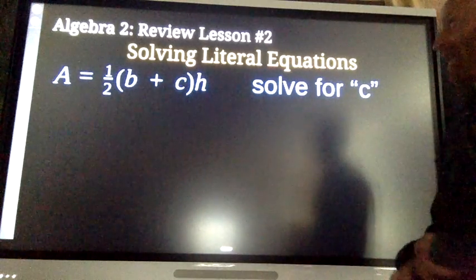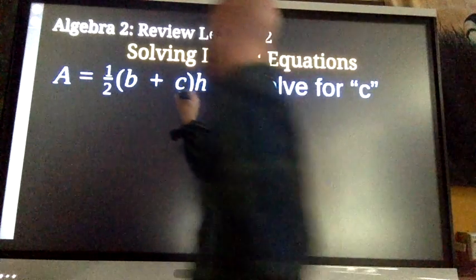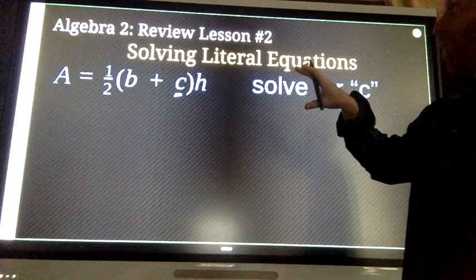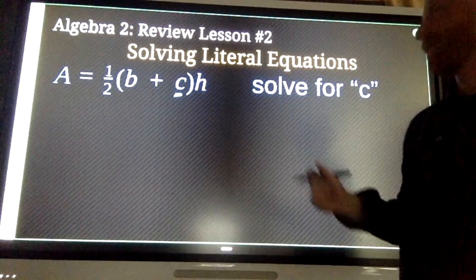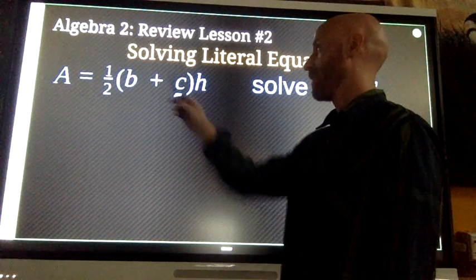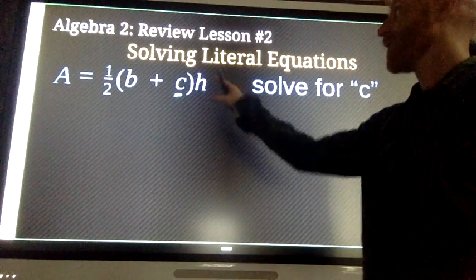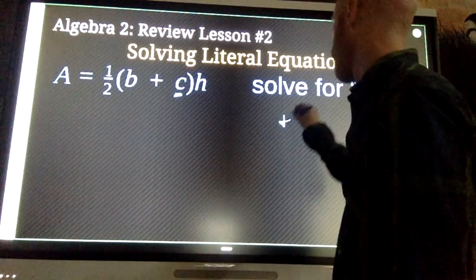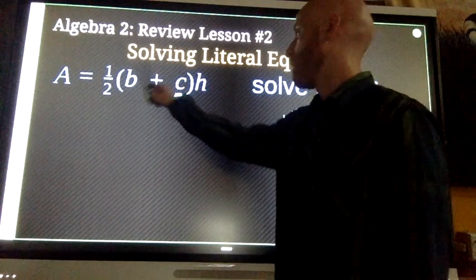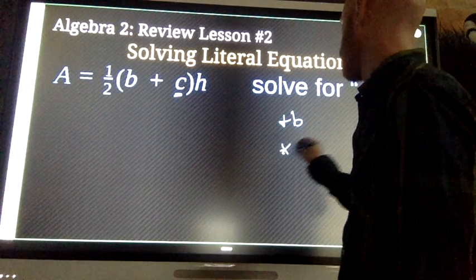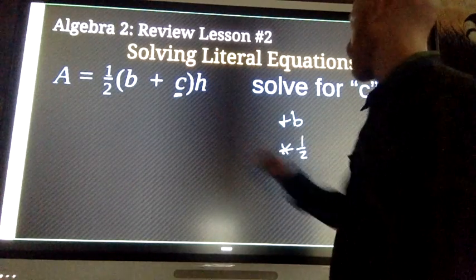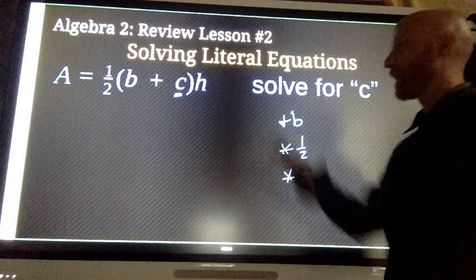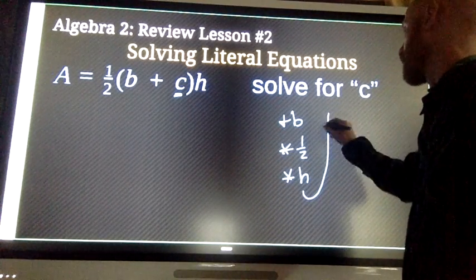In this case, we're being asked to solve for C. So the question becomes, it's the same as if I had numbers in here, as if the B and the H and the A were numbers. What is happening to C? So this is what's happening to C. First I'm adding B. Then I'm multiplying by 1/2. Then I'm multiplying by H. Okay? And we're going to undo those things in the opposite order.